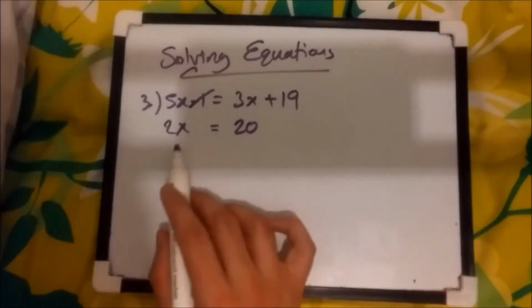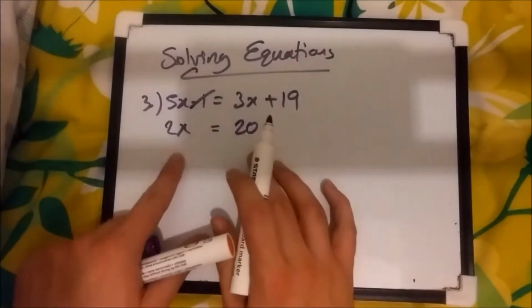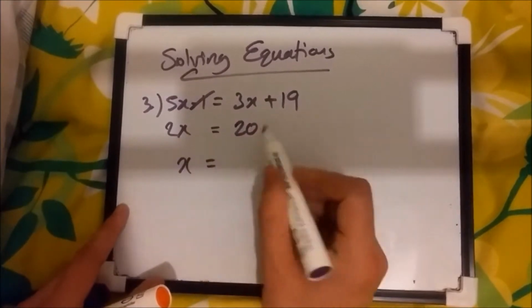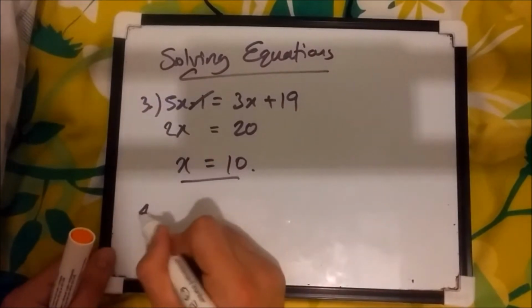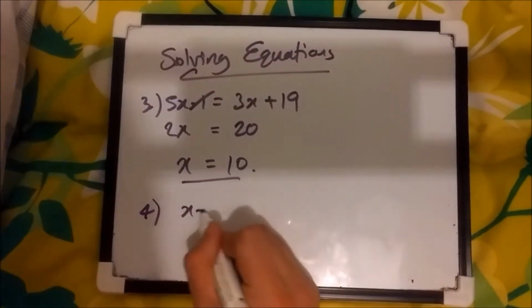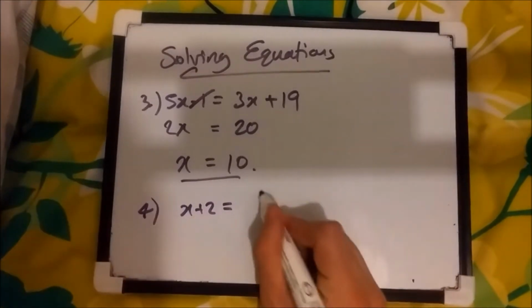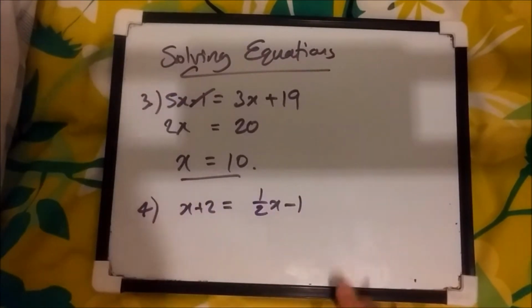Again, divorcing these two because, you know, they were never committed for the long run. This would therefore be divided by 2. So dividing both sides by 2, we're going to get x equals 20 over 2. It's 10. Good. Next one, number 4. This is going to be x plus 2 equals half x minus 1. Boy, we'll go fractions now.